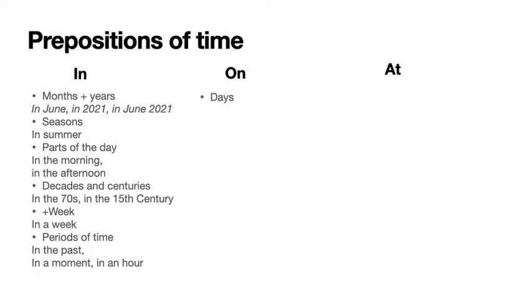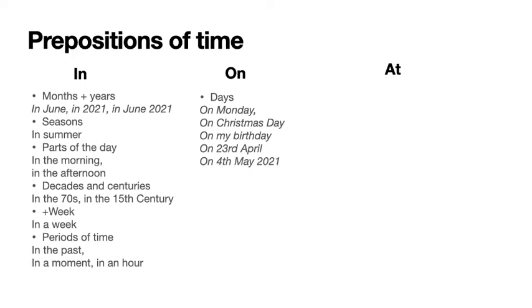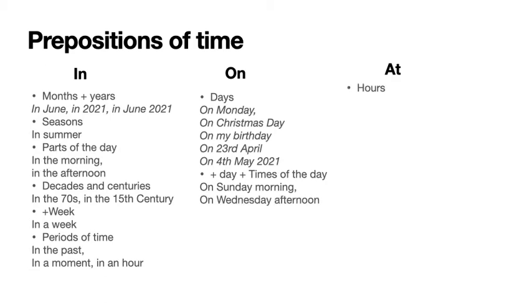On is basically used when I refer to days. Every single time that I have a day written or I refer to a day, I will have to use on: on Monday, on Christmas Day, on my birthday. In dates, when I have the day, on 23rd April, even if I have the month, when I have the day, I have to use on. If I have the month and the year, but I have the day, then I go for on. When I use the day and the parts of the day, I have to use on Sunday morning, on Wednesday afternoon.